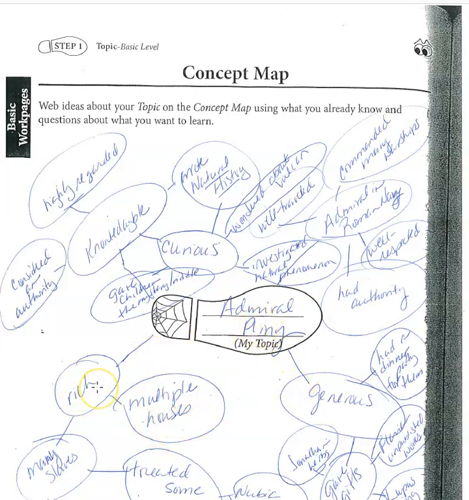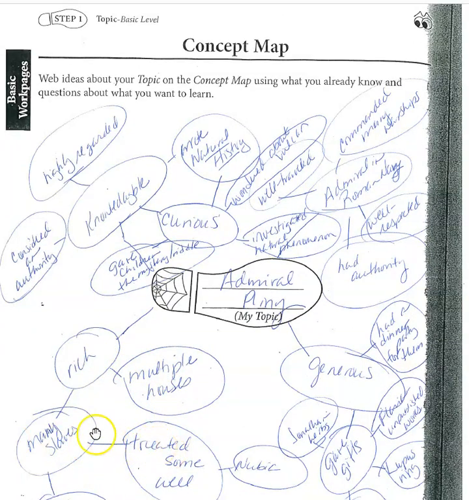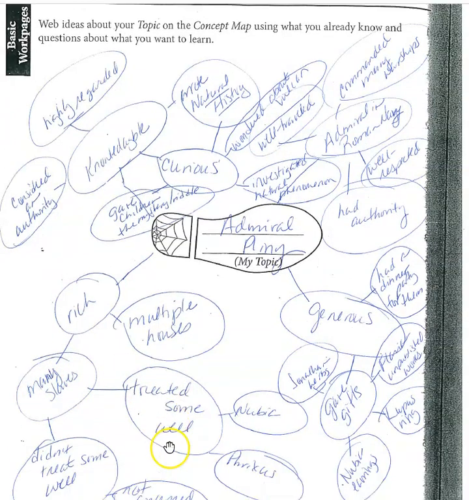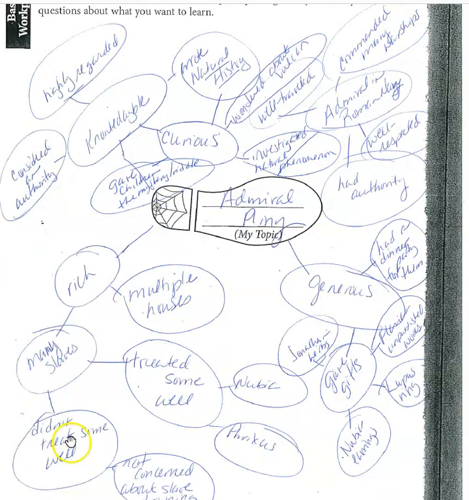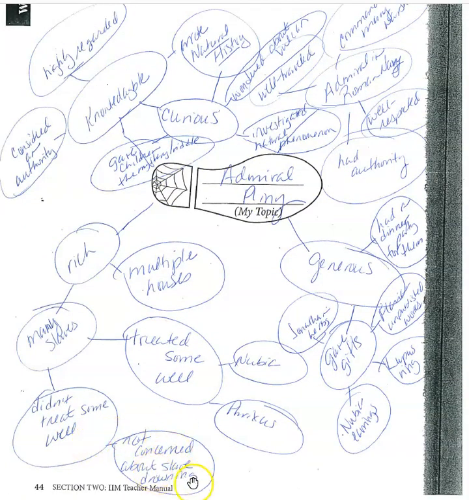So I know Admiral Pliny's rich. Well, I know that because he had multiple houses and many slaves, right? And he treated some of those slaves well. Notice I branch off here. What do I know about his slaves? Well, I know he treated some of them well, and I know he didn't treat some of them well, right? So he treated Phrixus well, but he didn't treat the slave who lost his life when he was out on the boat well, right? And he's not concerned about the slave drowning, right?